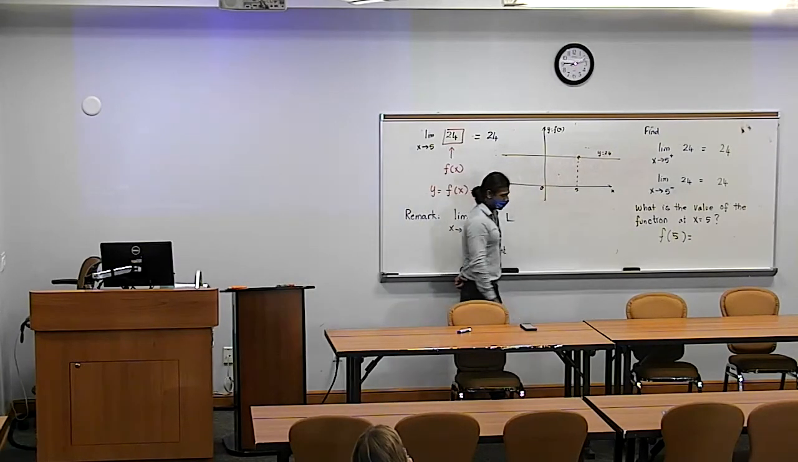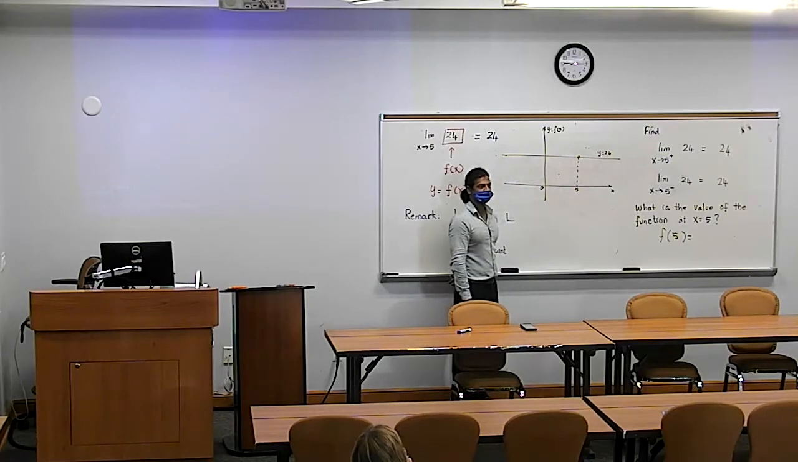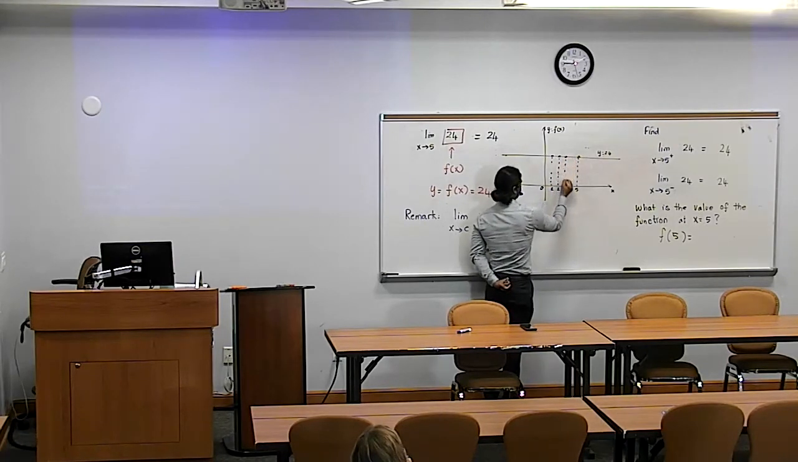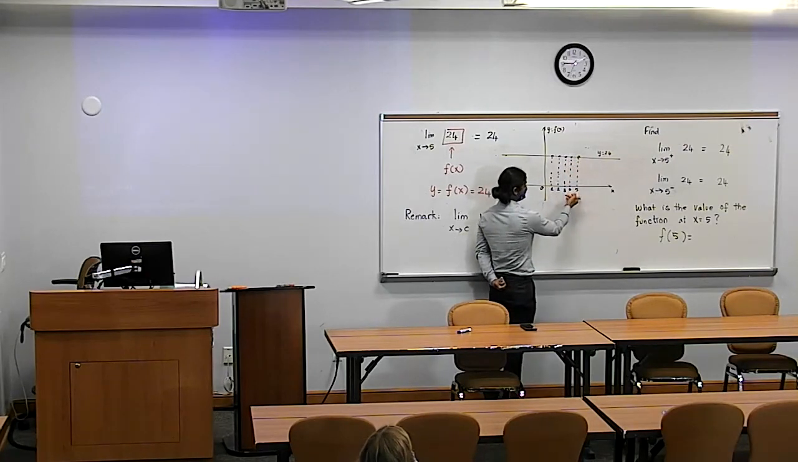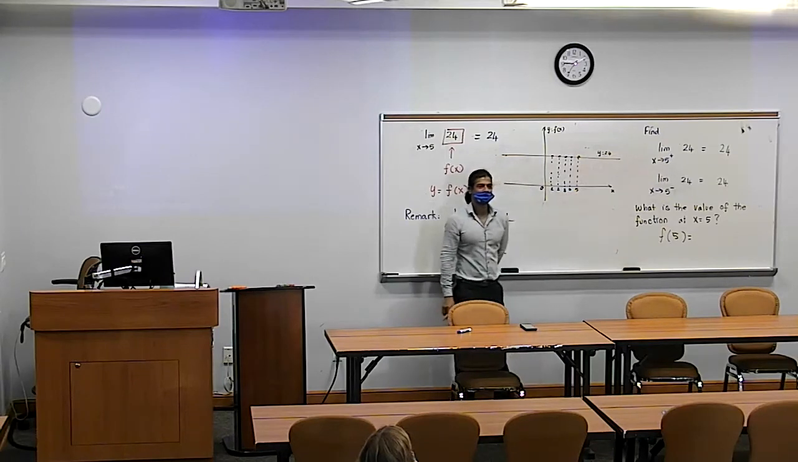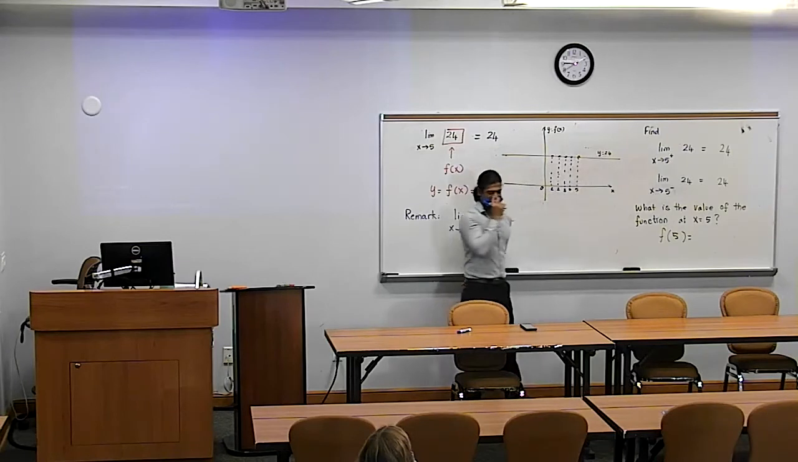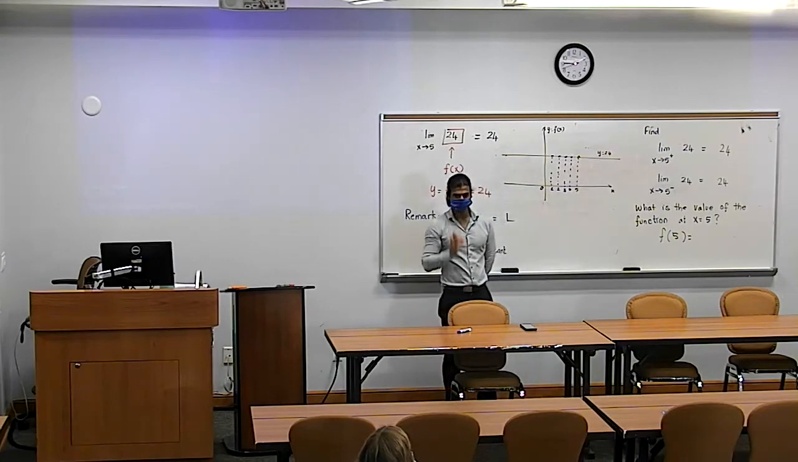What is the value of the function at 0? 24. What is the value of the function at 1? Louder. What is the value of the function at 2? At 3? At 4? At 5? What difference do you see in the dots that I put?